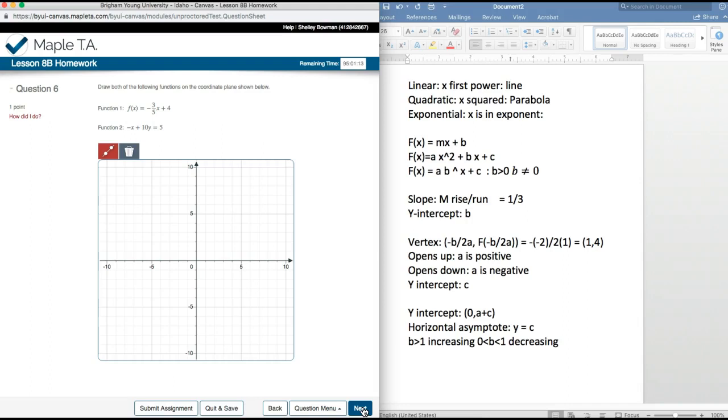Draw both of the following functions on the coordinate plane shown below. The first function is in slope-intercept form of a line, so I know I'm doing a line, and the y-intercept is b and the slope is m. So on this line, +4, I'm going to go to the y-axis, the tall one, go up 4. That's where my first point will be.